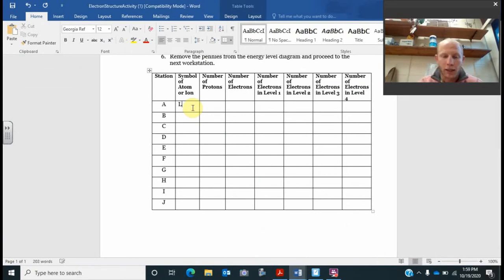So like if I put Li plus, that's lithium plus, that's an ion. The only thing an ion is, is a charged particle, where an atom is a neutrally charged particle, right? So if I had a lithium atom, let's go ahead and do lithium here real fast.